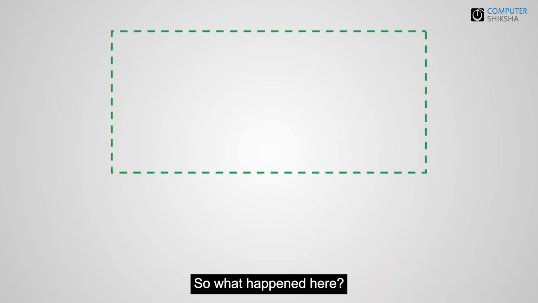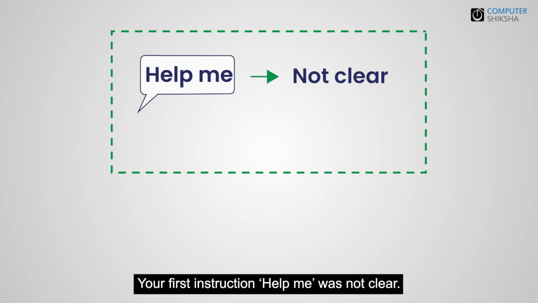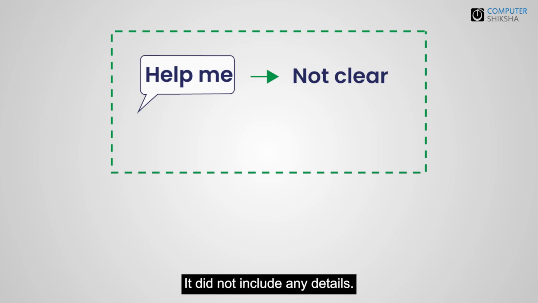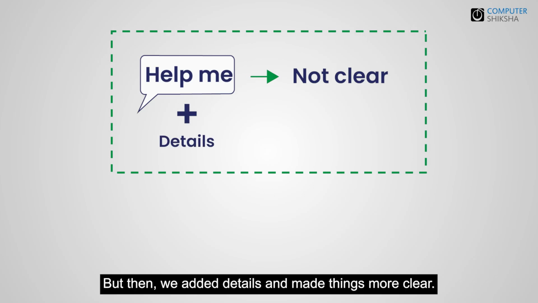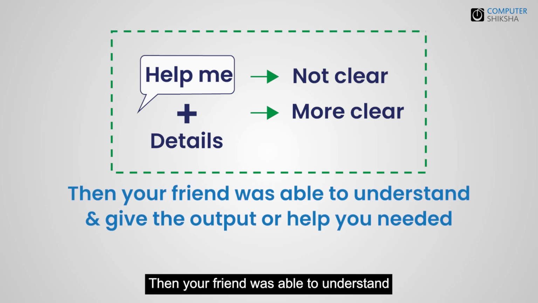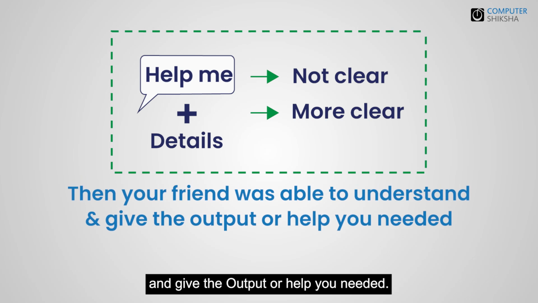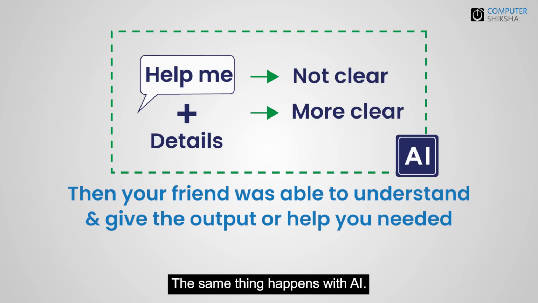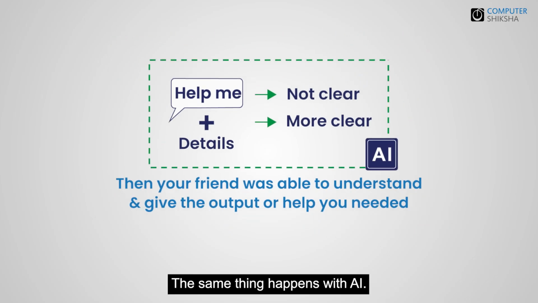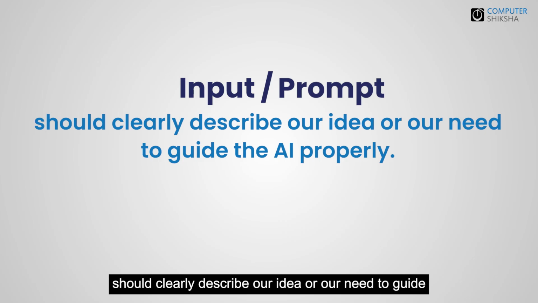So what happened here? Your first instruction, "Help me," was not clear. It did not include any details. But then we added details and made things more clear. Then your friend was able to understand and give the output or help you needed. The same thing happens with AI. AI cannot read our minds, so our input or prompt should clearly describe our idea or our need to guide AI properly.